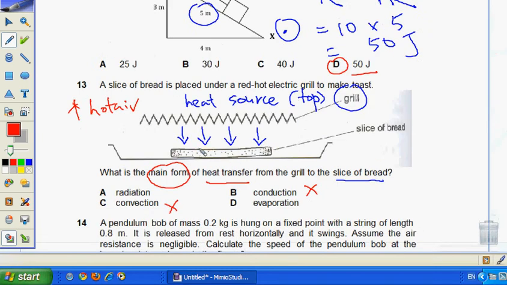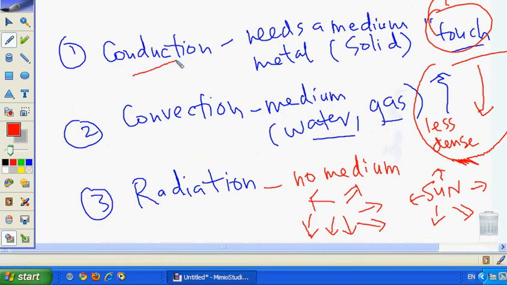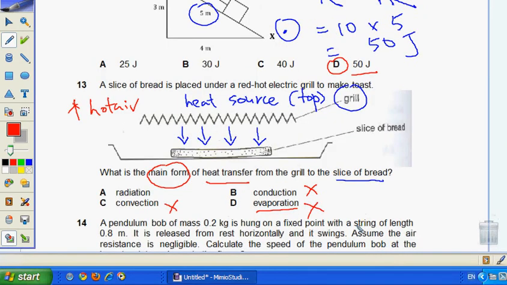So these two, especially the heat source and the bread, are not touching each other. So conduction is also out. What about evaporation? Evaporation is not relevant here because evaporation is not a form of heat transfer. The forms of heat transfer, recall just now, are three types: either conduction, convection, or radiation. So evaporation in this case is not relevant. The best answer that we have is radiation, which is option A.